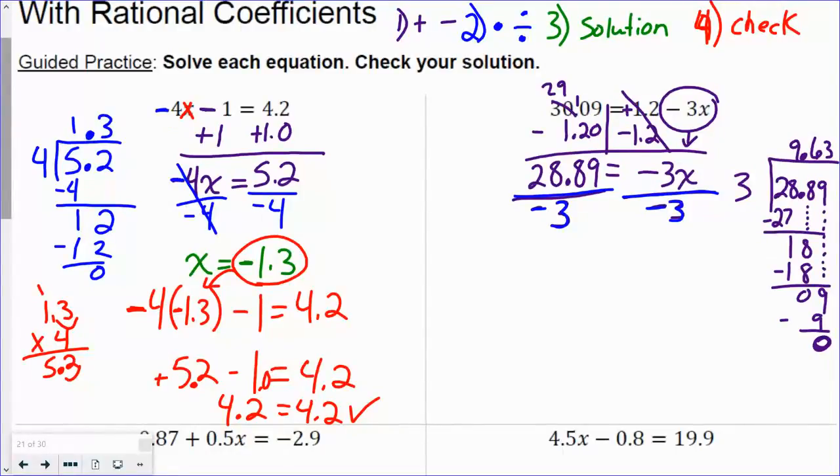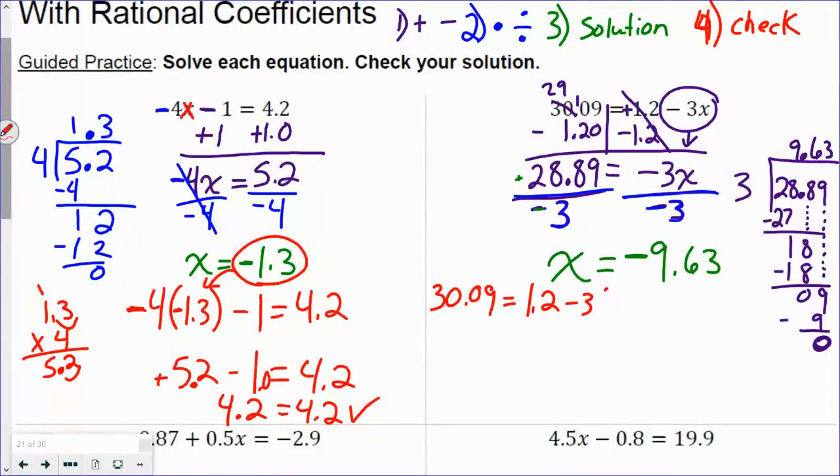Okay. So then our solution is x equals, I have a negative and a positive, so it's a negative answer, 9 63/100. Okay. Then remember to check your work. Take your 30 and 900 equal to 1 2/10 minus 3 times a negative 9, and now this is where we're going to multiply this out.